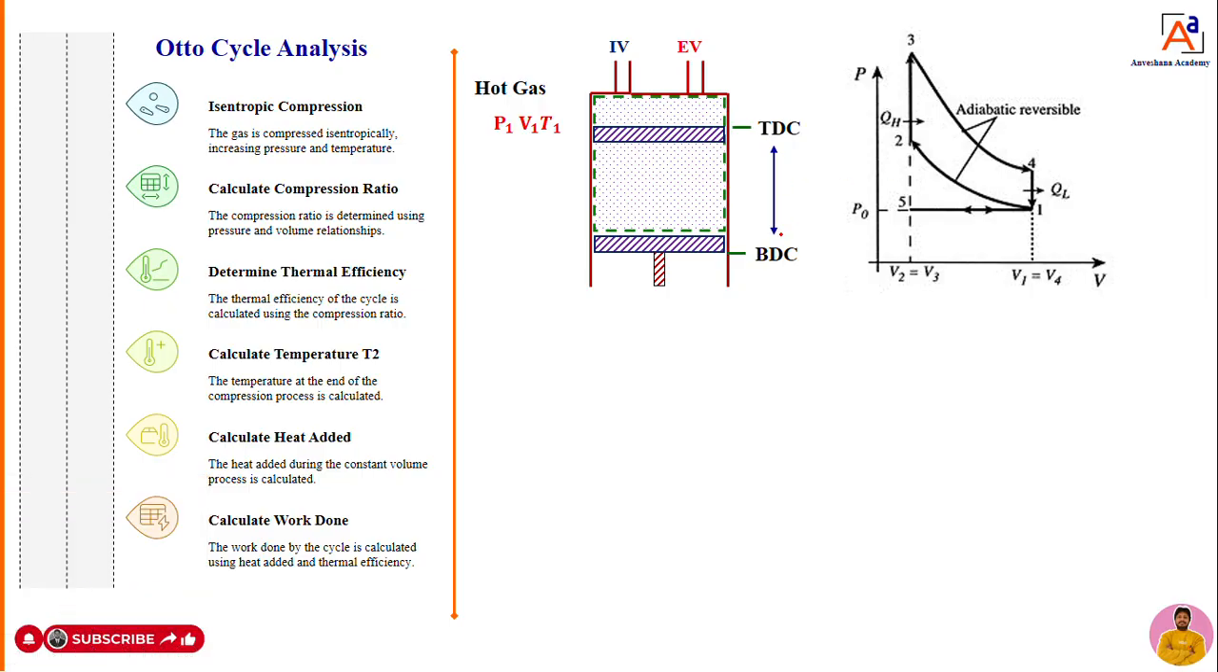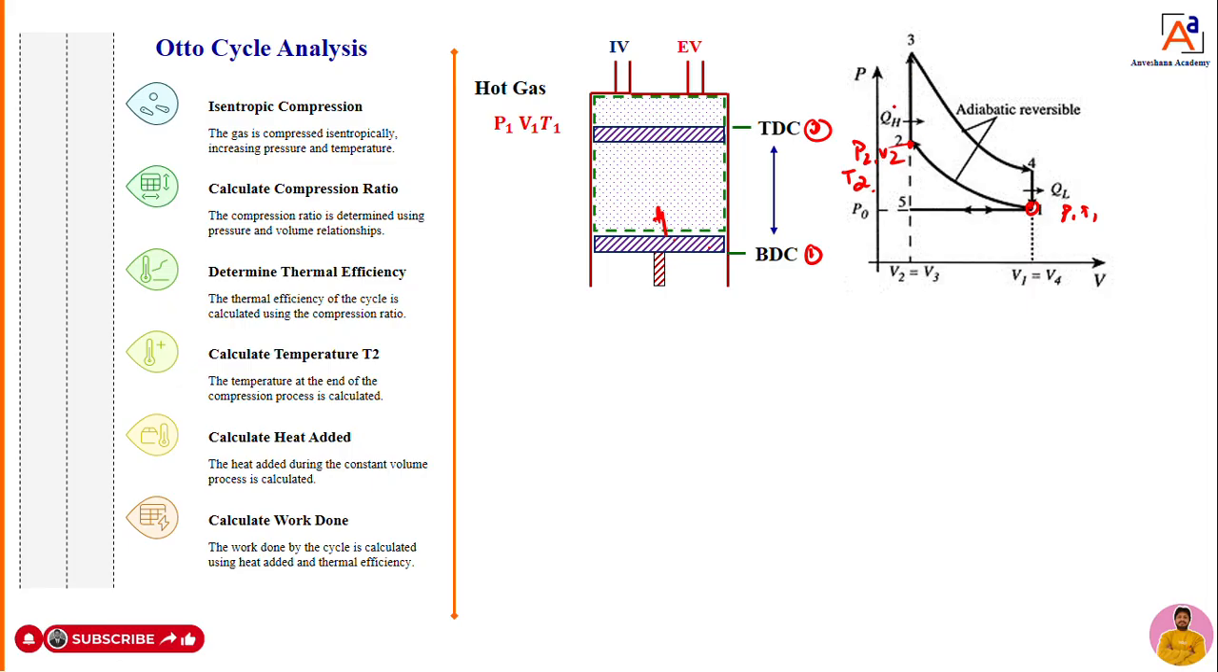Okay, so at point 1 it has P1 and T1. When the gas is compressed, that is, when the piston is moved from this point to this point, point 2, it is going to compress, so the pressure changes, the volume changes, and the temperature also changes. I will represent that here as P2, V2 and T2.